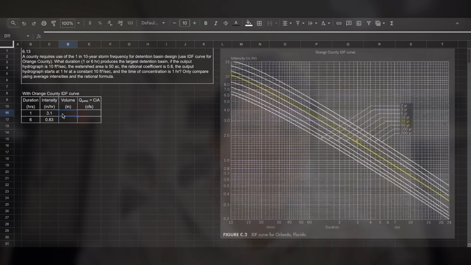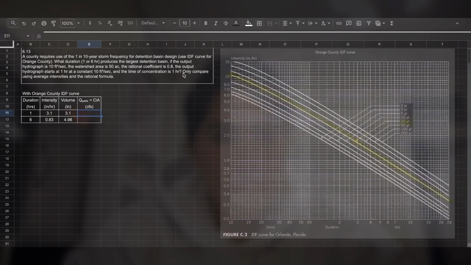So in our case, it's going to be 3.1 times 1. It's going to be just 3.1. And same way with the duration of 6 hours. The volume is going to be our intensity times the 6 hours. So our volume in inches is going to be 4.98.